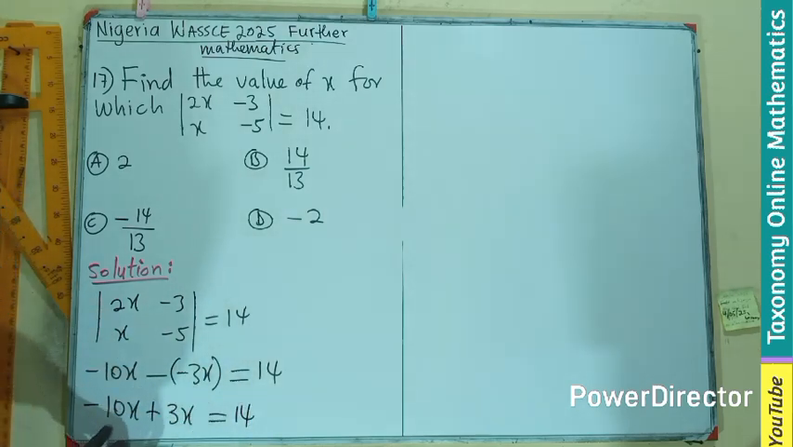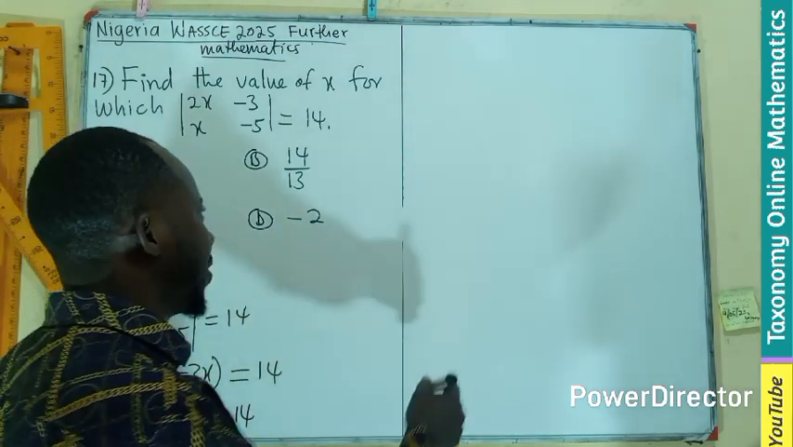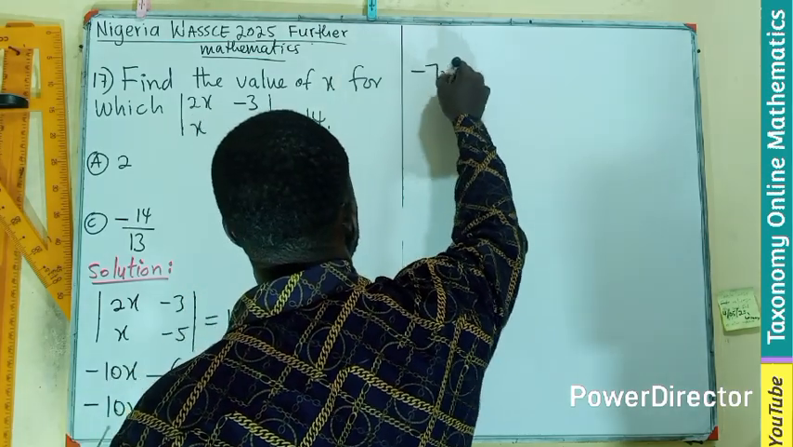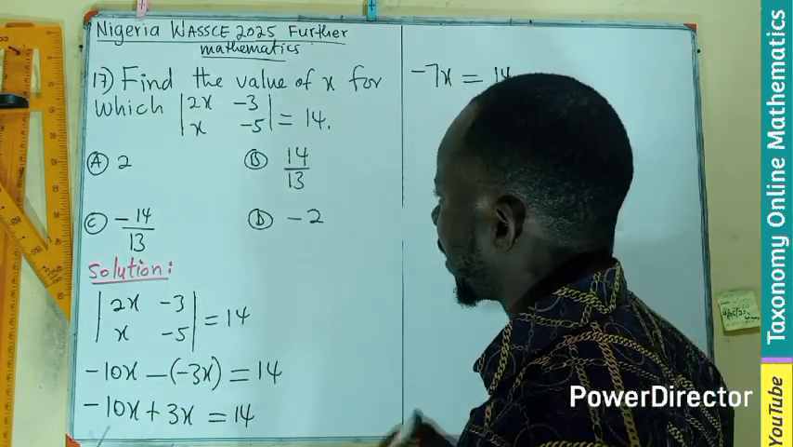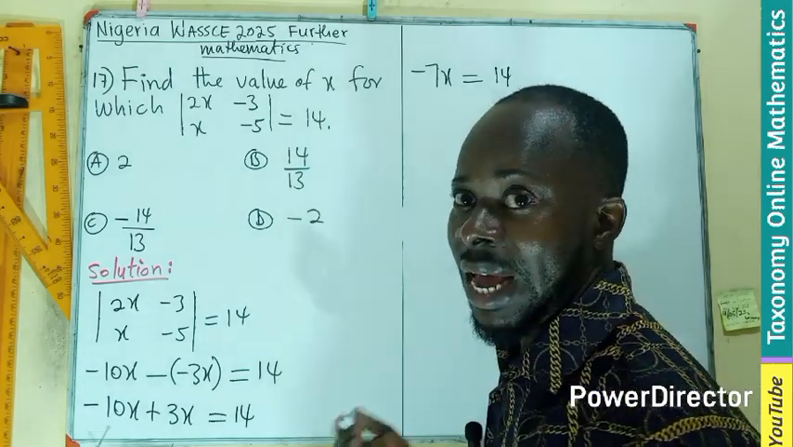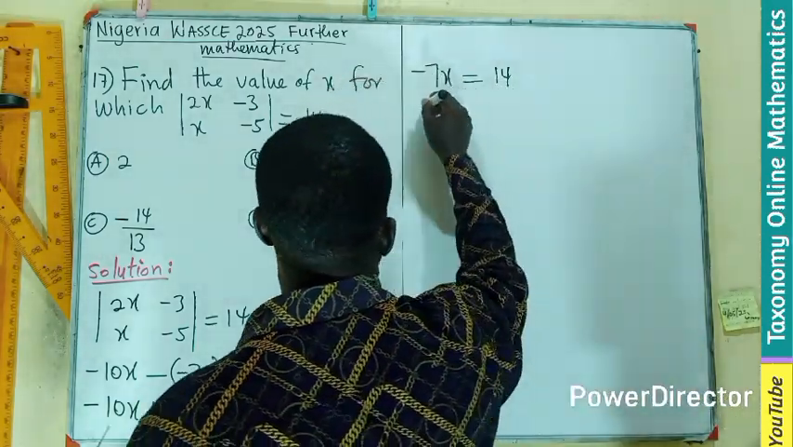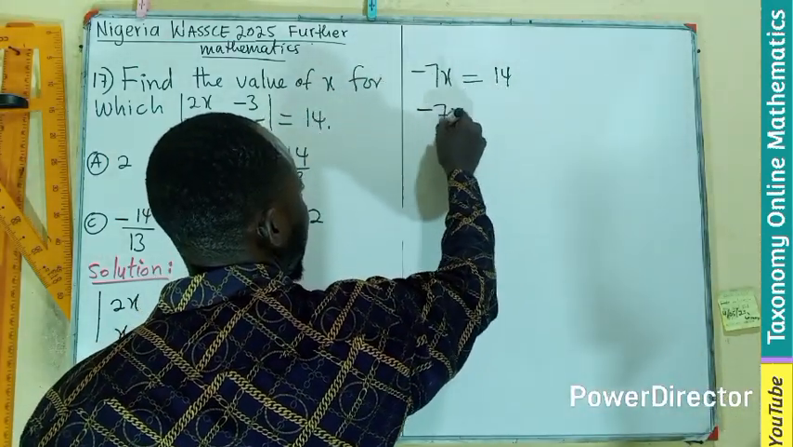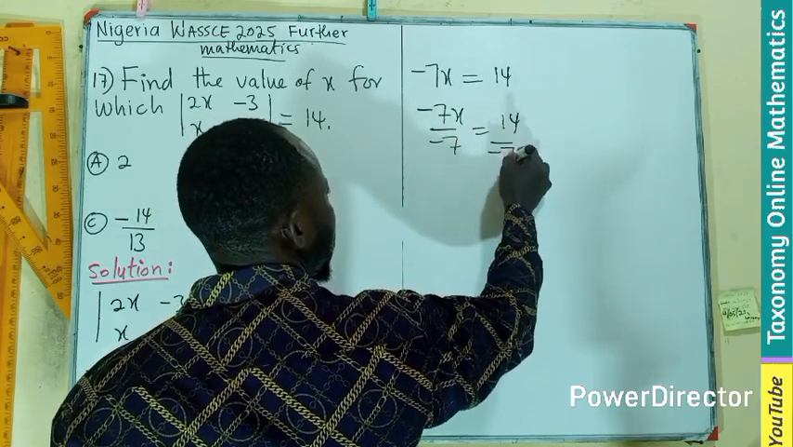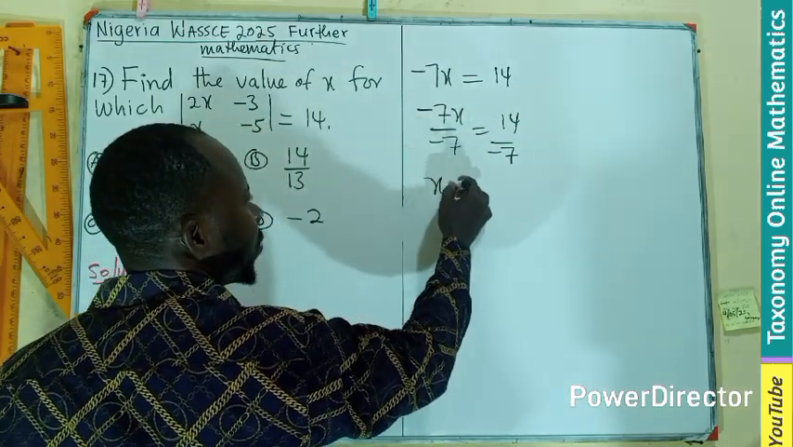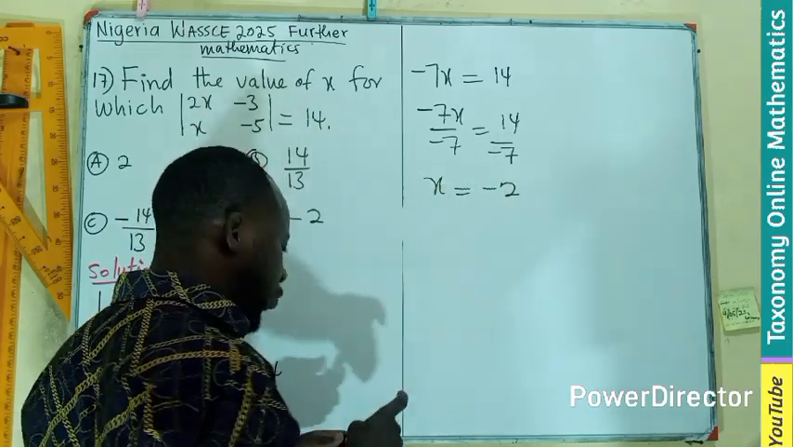We know if you have minus 10 plus 3, it's just like 10, 3 minus 10, and that will give you minus 7. So I have minus 7x equals 14. But I need to find the x, so I divide both sides by minus 7. So if you cancel, your x will be negative 2.